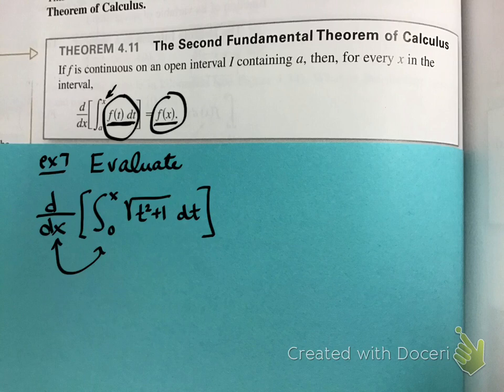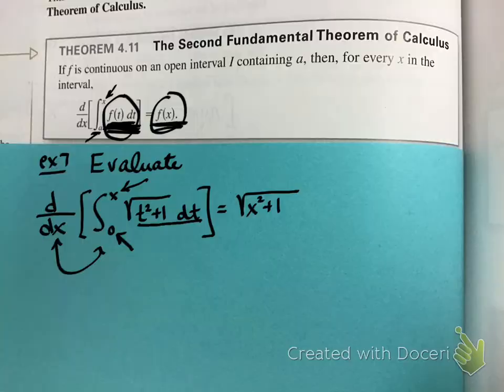Check. Our integral needs to be going from a number, see they had the a here, to a variable. Check. And they need to have switched the variable in the function. So since those things happen, according to the second fundamental theorem of calculus, this f of t dt is just now f of x. So all I do is I write what the function is, but instead of the t, we put the x. And that's it. That's the second fundamental theorem of calculus.